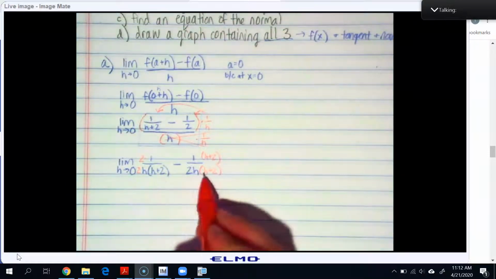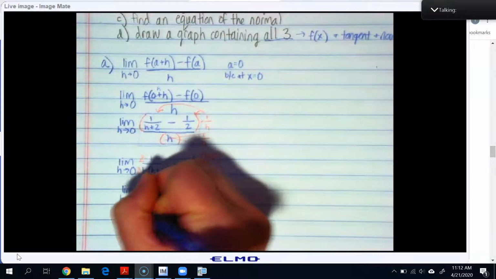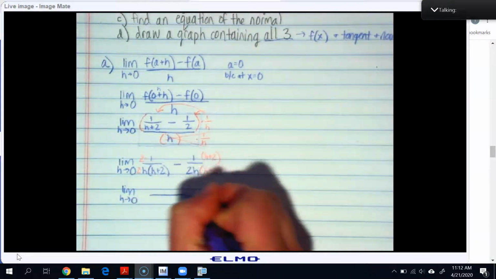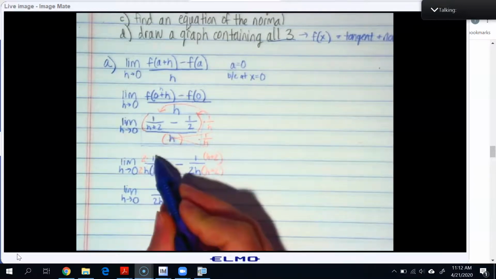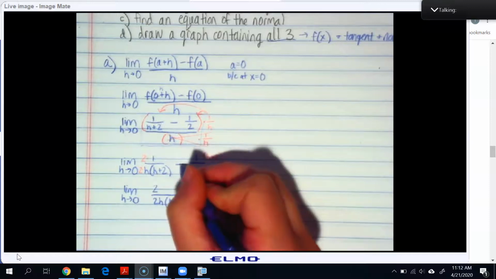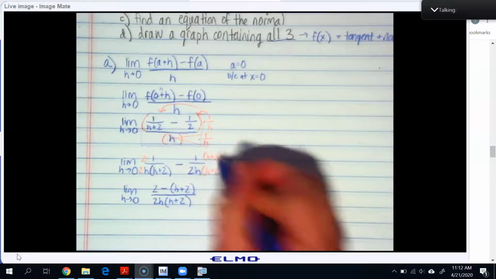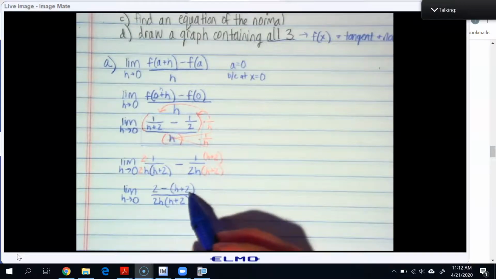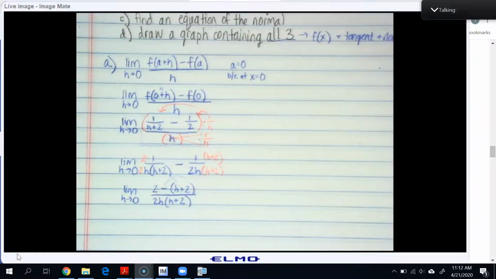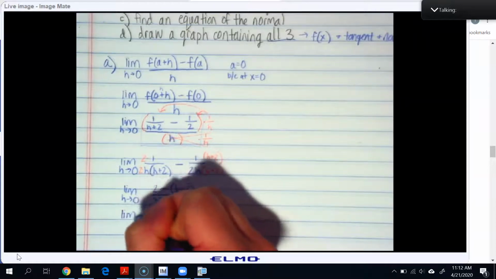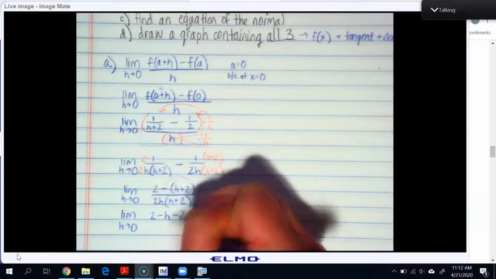Alright, now these denominators are the same, so I know I can actually combine these. The limit as h approaches 0. So in the denominator, I have 2h plus 2. But in the numerator, 2 times 1, that's 2, minus, and then the quantity h plus 2, because distributing that 1 doesn't change it. Alright, make sure you keep those parentheses there because you are going to have to distribute the subtraction. It's okay if you skipped this step and went straight into distributing the subtraction. So then you would have ended up with 2 minus h minus 2.